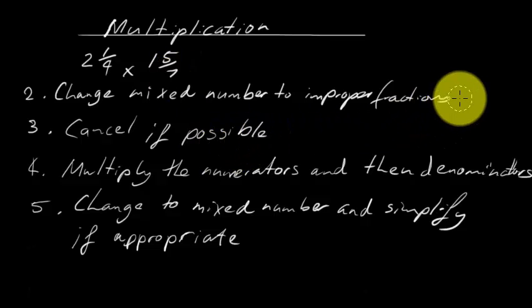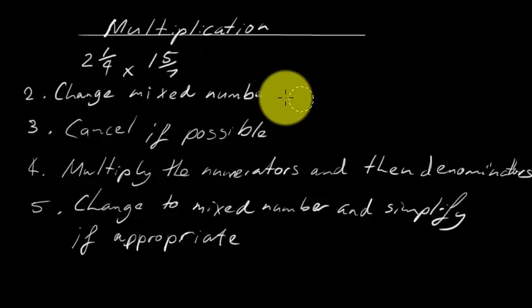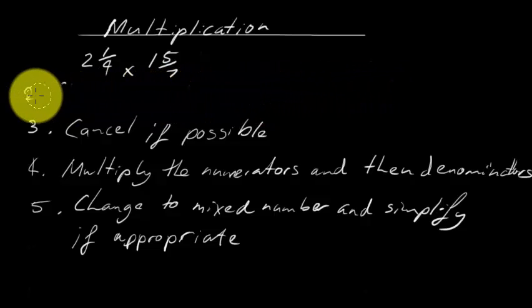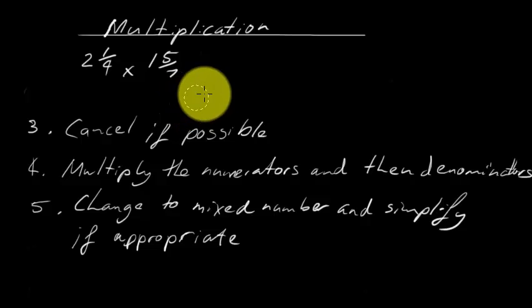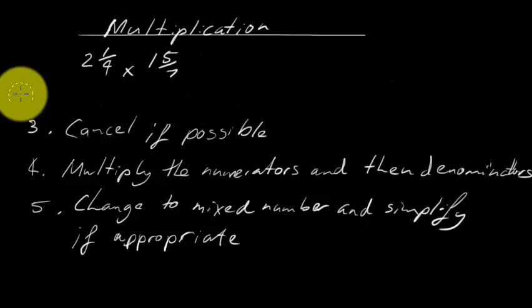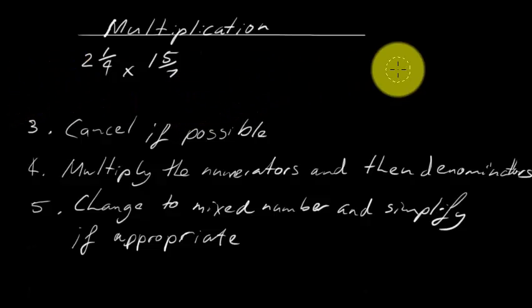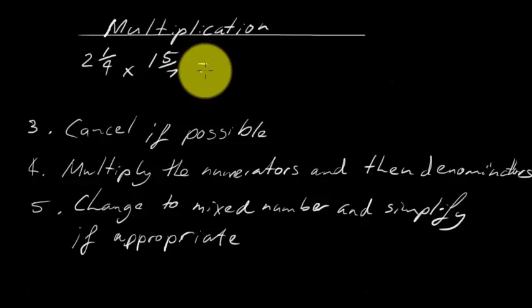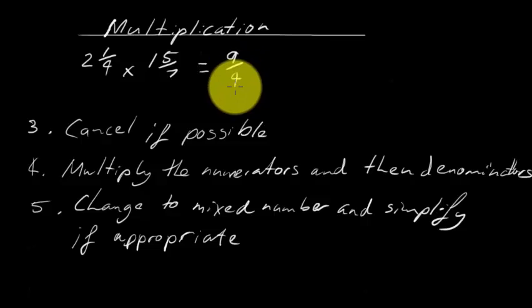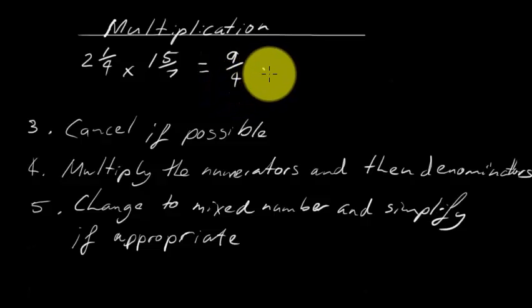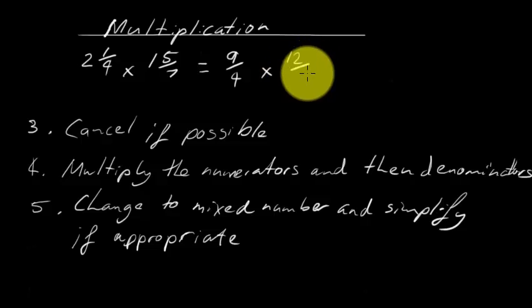So I'll just erase that one so we've got more room. So we're changing mixed numbers to improper fractions. We've got two mixed numbers here, integer and fraction parts. So we'll have 9 over 4, because 2 times 4 is 8, plus 1, is 9, and then 1 times 7 plus 5 is 12. Okay, so we're at 12 over 7.